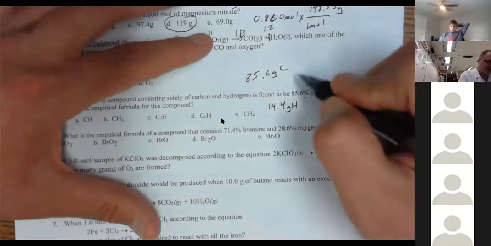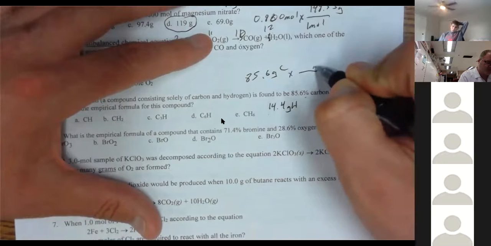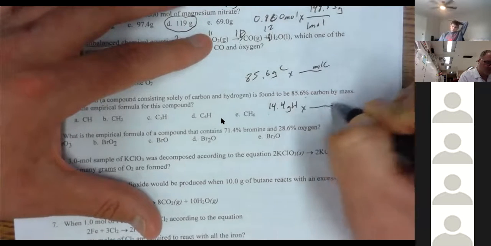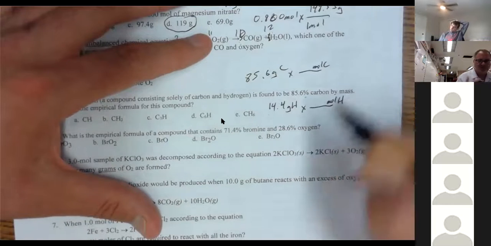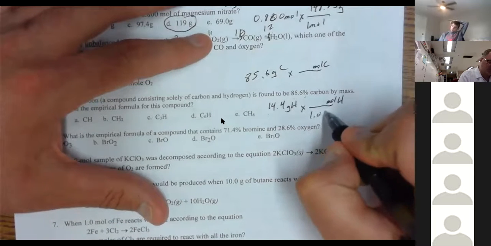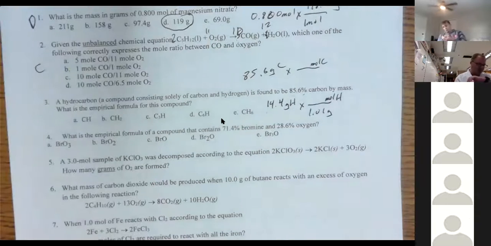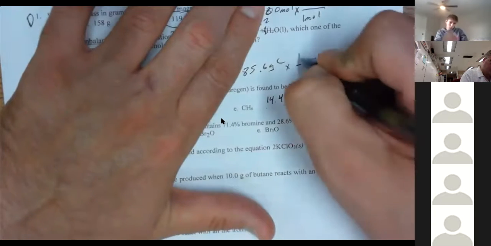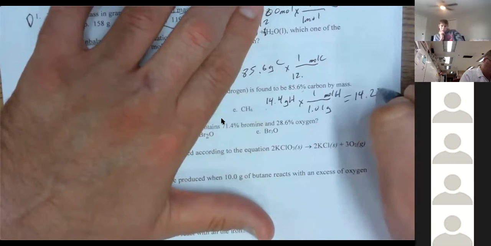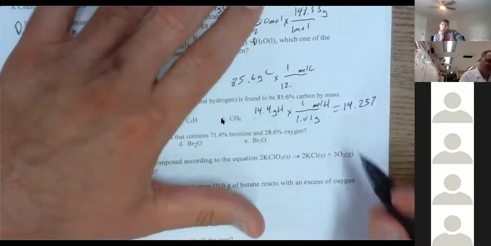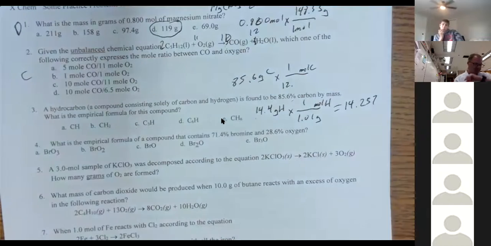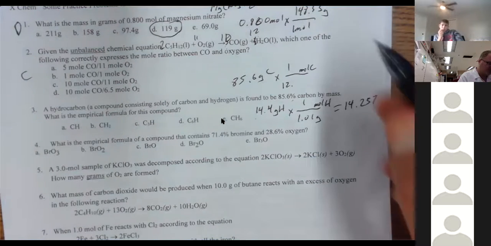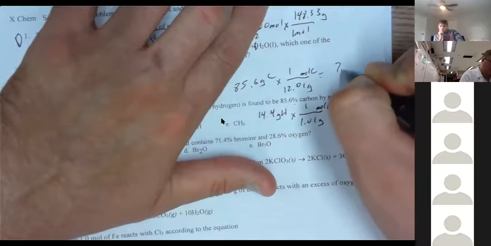Now, remember the steps here. We've got to get these to moles, and then we divide by the least number of moles. 14.4 divided by 1.01 is about 14.2574. So that's how many moles of hydrogen we have. 85.6 divided by 12.01 is about 7.1273.